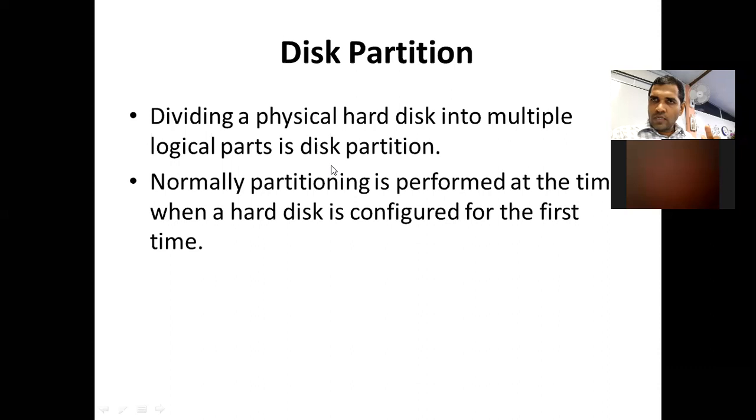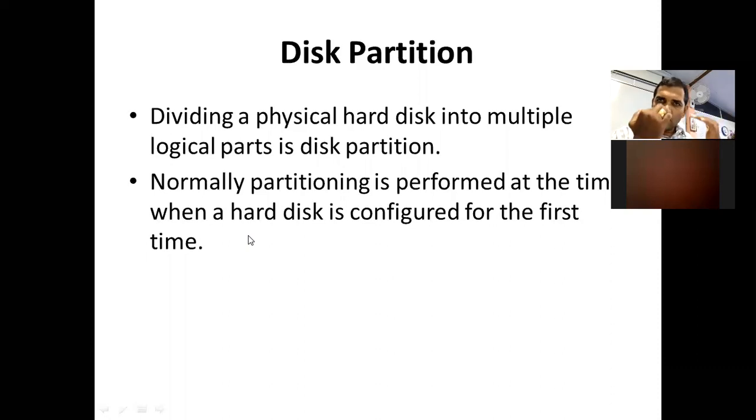If you are unable to understand anything, wait until I finish, right? It would be easy if I go through, then only you can understand. So look at the second one. Normally, partitioning is performed at the time when a hard disk is configured for the first time. So see, when you purchase a computer or when you set up a new hard disk, at that particular time, this hard disk is divided into multiple parts, right?